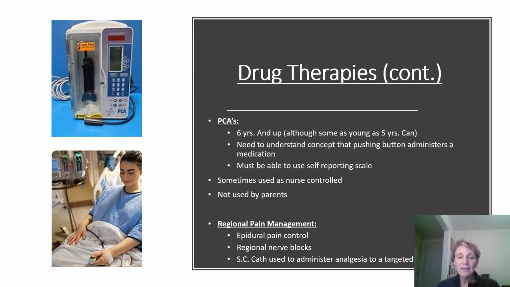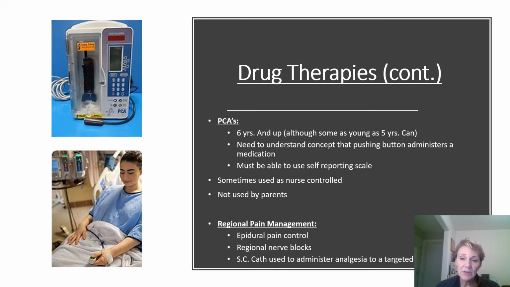There are additional ways that we can give drug therapies to pediatric patients. PCAs are very effective for children 6 years and up, although we have used it with some children a little bit younger. It is dependent on the developmental level and understanding of that child. They must be able to use a self-reporting scale for pain in order to use a PCA. And that's why we're usually looking at least 6 years of age.